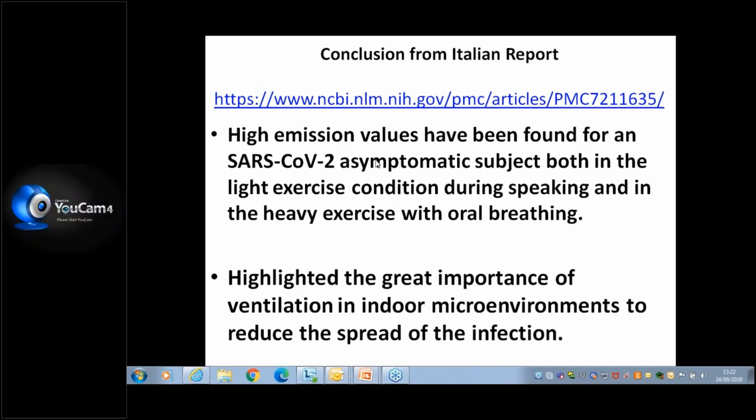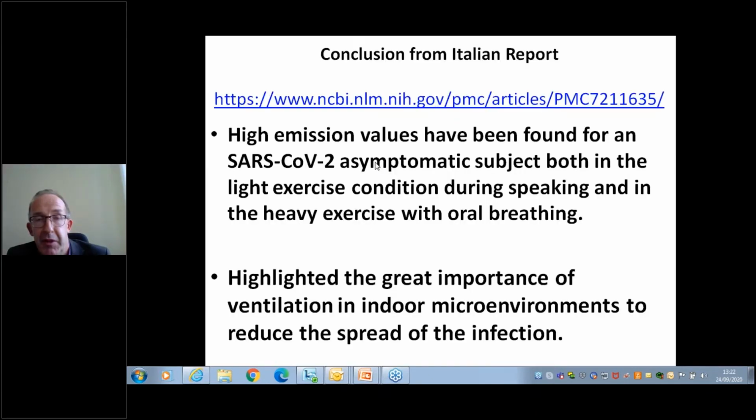Thank you. All right. So what the Italian report did, it went back over the 2009 data and came up with more evidence based on COVID-19. It highlighted the great importance of ventilation in indoor microenvironments to reduce the spread of infection.